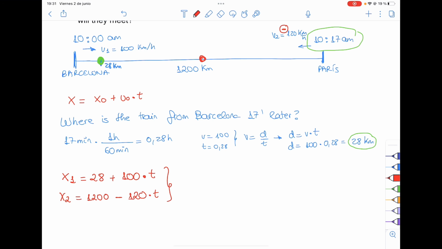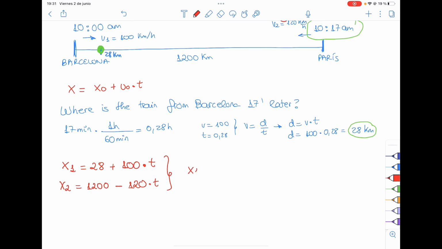And now, since I have these two formulas and I know they're going to meet in the same point, probably in the middle or more or less, since the train from Paris is going a little bit faster, it's going to be closer to Barcelona than Paris, okay? So I'm going to say now that x1 is equal to x2, the same thing as in the previous exercise, because I know they're going to meet in the same point.